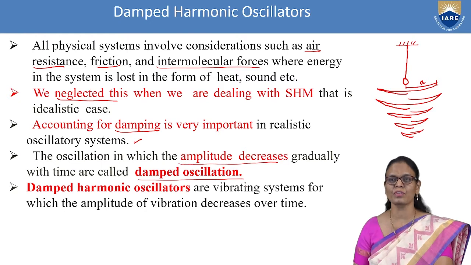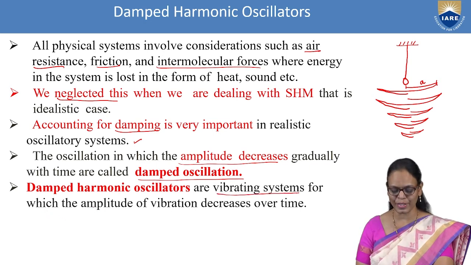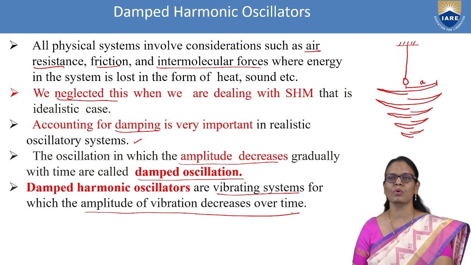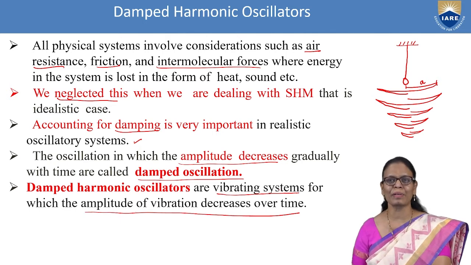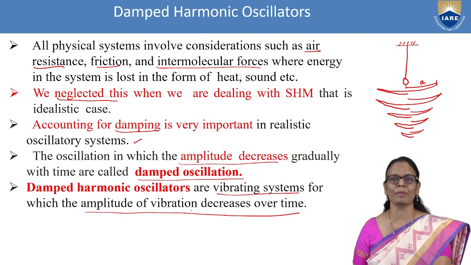So how are we going to define damped harmonic oscillators? They are vibrating systems for which the amplitude of vibration decreases over time. So in a damped harmonic oscillator, that is, the vibrating system, the amplitude of the vibration decreases gradually with time. That is how we are going to define a damped harmonic oscillator.